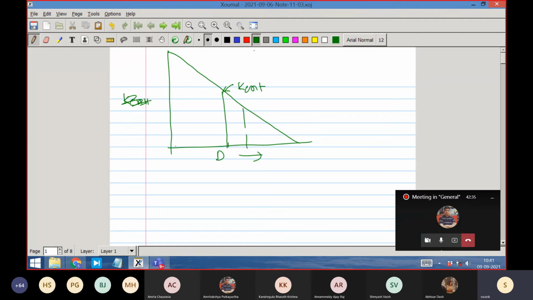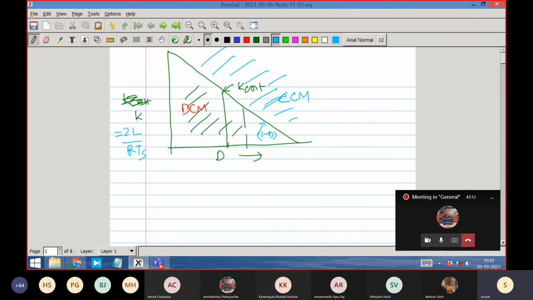So if the converter K value is here, then this zone will be DCM. If the converter K value is there, K is equal to nothing but 2L by RTS. That is equal to K. This curve is nothing but 1 minus D. So if it is here, then it will be in continuous conduction mode, CCM.